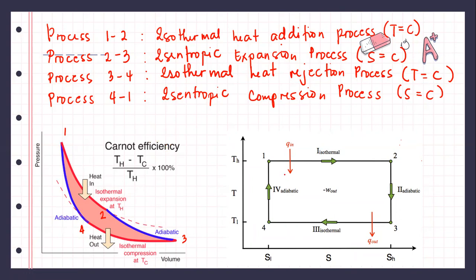Okay. This one, we have the 1 to 2 isothermal heat addition, 2 to 3 isentropic expansion process, then 3 to 4, that is the isothermal heat rejection. Process 4 to 1 is the isentropic compression process, which means a reversible adiabatic compression during which the temperature of the working fluid increases from low temperature to high temperature.